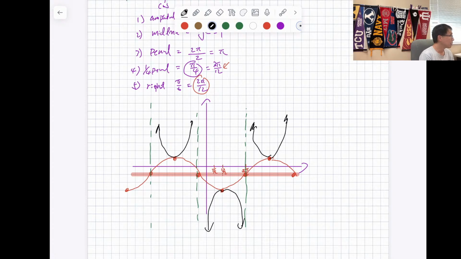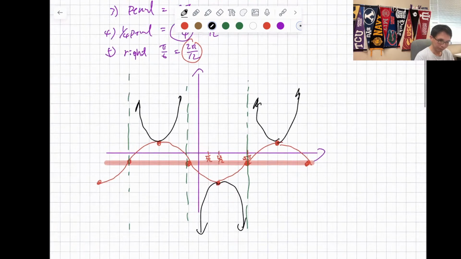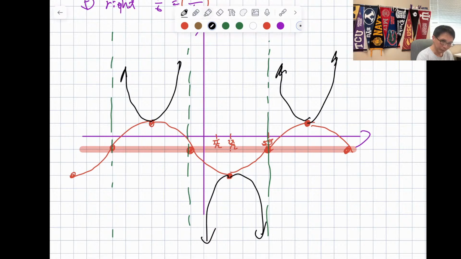Where is it? I can't see black. The extra one. Oh. This one, is that okay?